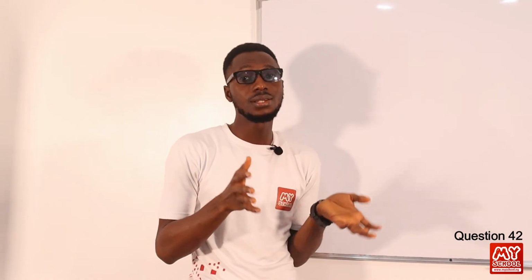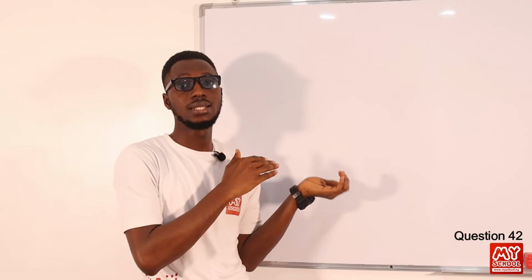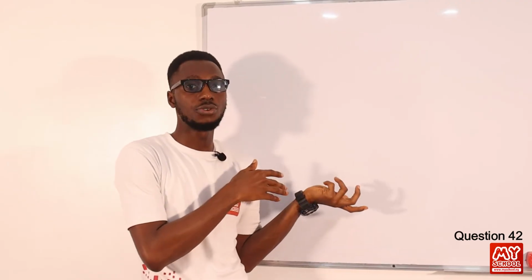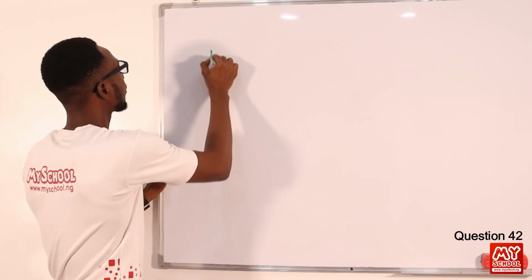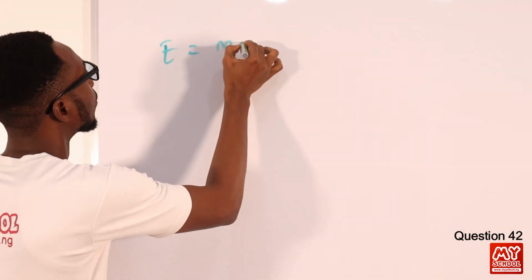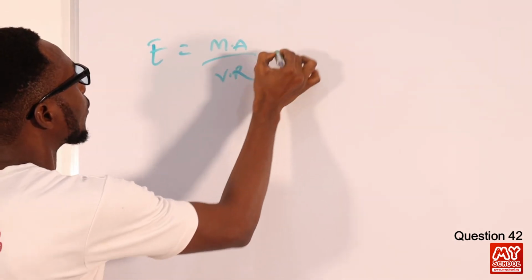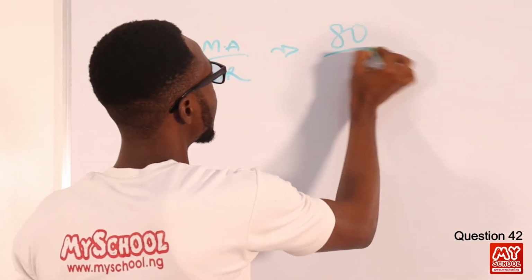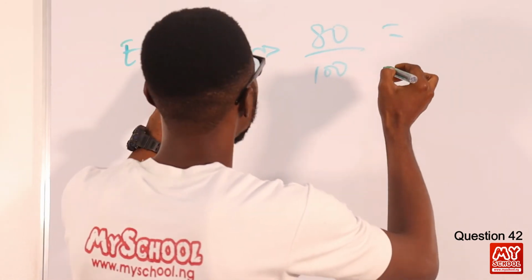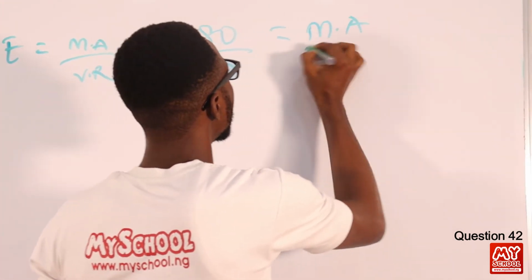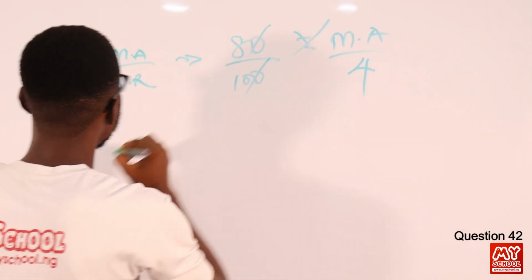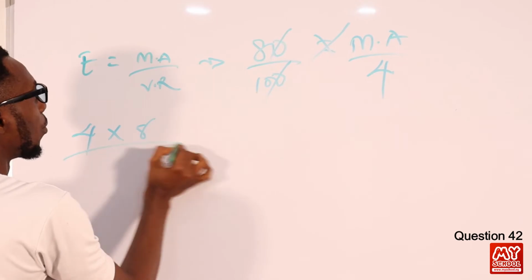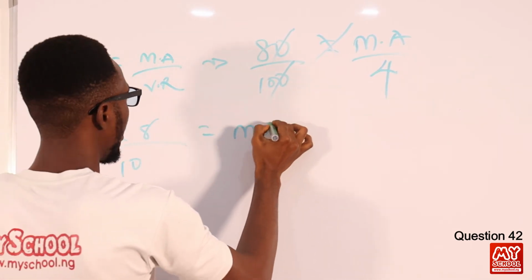Or you can say efficiency equals MA over VR times 100 over 1, provided that you have not used that percentage. That's 80 over 100 outside. I'm going to show you what I mean right now. So let's prove this. Efficiency is actually 80%, that is 80 over 100, equals the MA, we have to first solve for that, over the velocity ratio, which is 4. 0 cancels 0. So I have 4 times 8 over 10 equals MA.